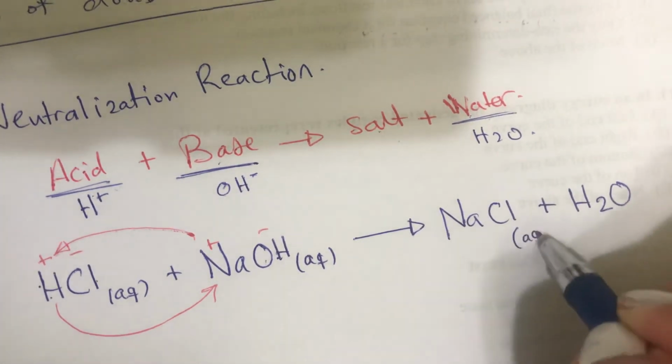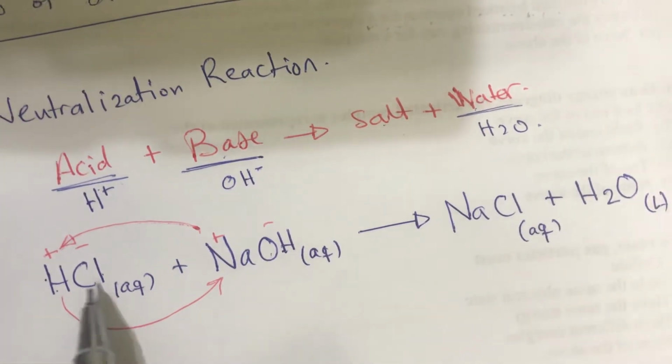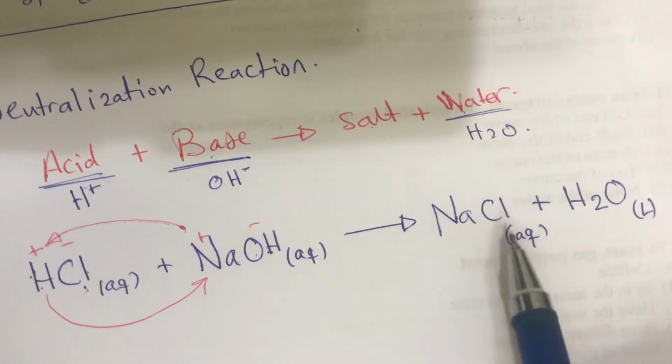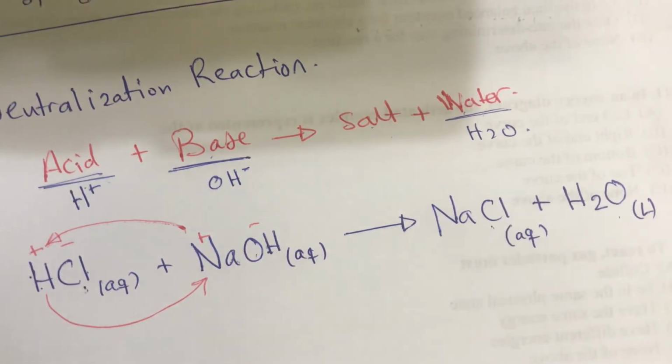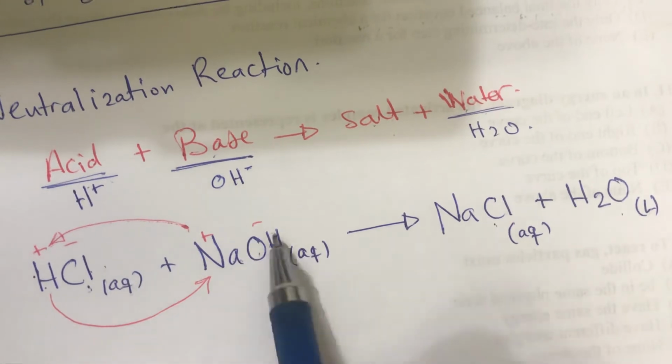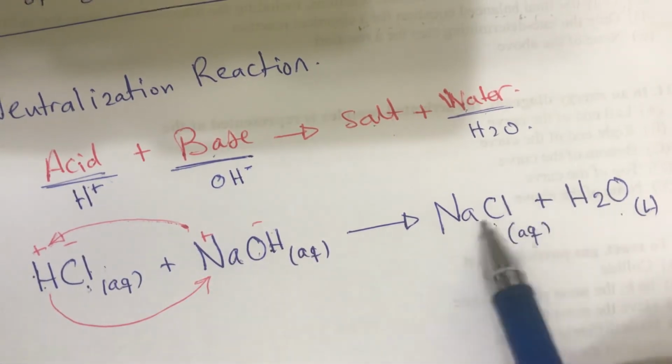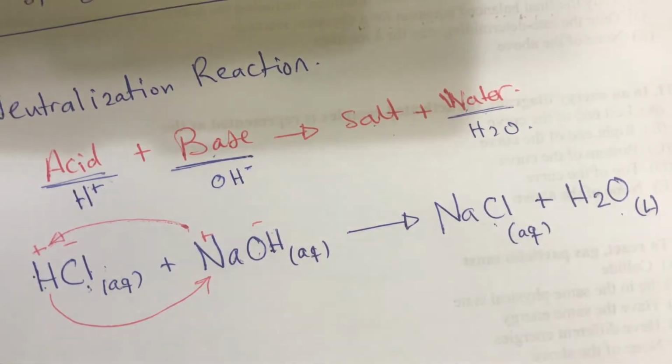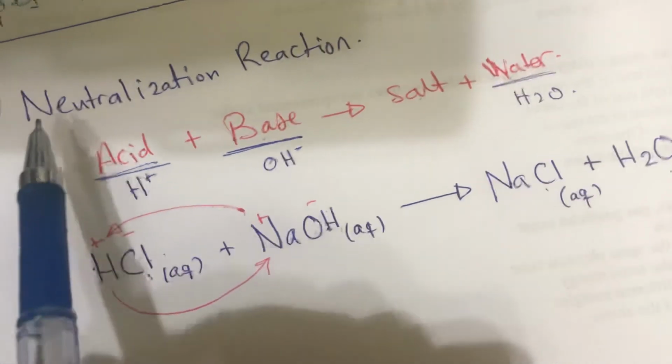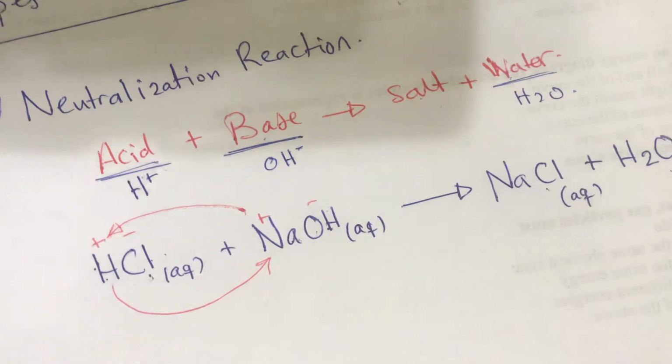So here, acid plus base produce salt and water. Two compounds produce two compounds. It's a double displacement reaction. And which type of double displacement reaction? Because the reactants are an acid and a base, it's called a neutralization reaction.